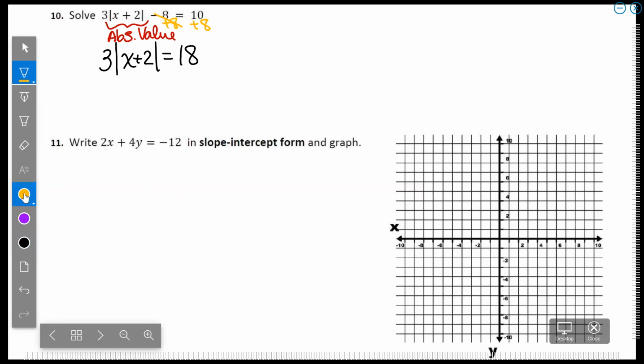How is that 3 attached to the absolute value? What operation's happening there? Multiplication. How do I undo multiplication? Divide on both sides. All it's going to do on the left is cancel out the 3. But on the right, I'm taking 18 divided by 3. What is 18 divided by 3? 6.